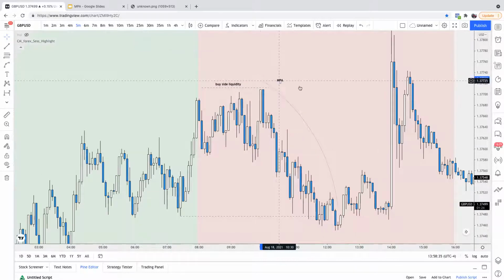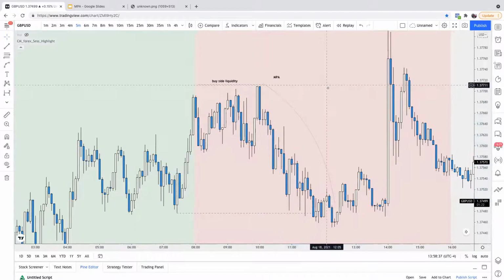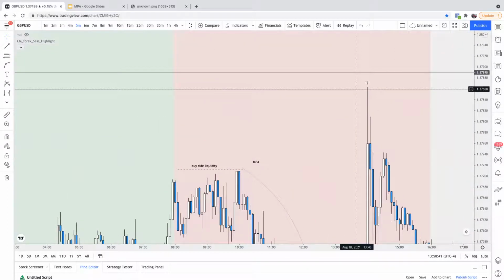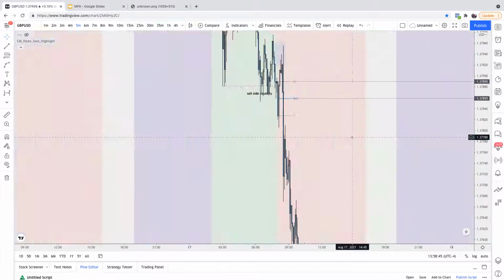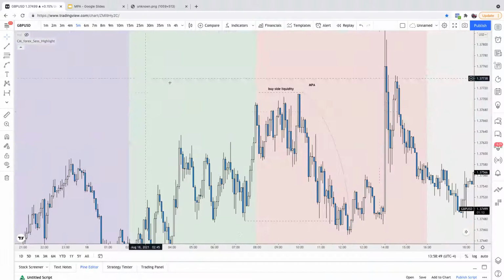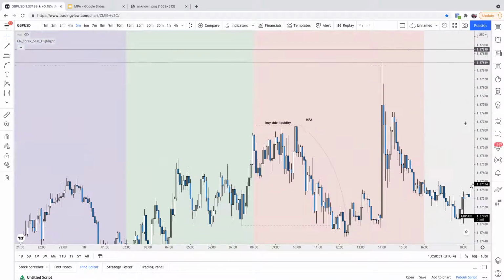And this here was the finish of it. Price then runs this buy side liquidity, trades, taps this 50% threshold of the CO candle here that price never mitigated, and then trades lower.